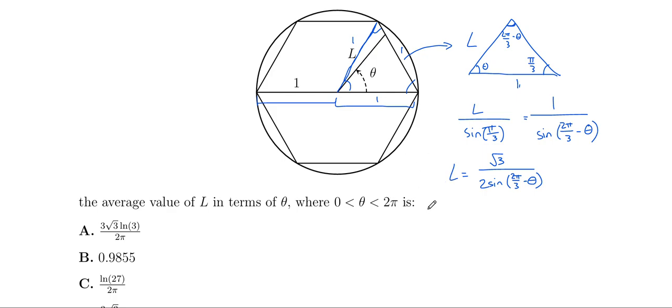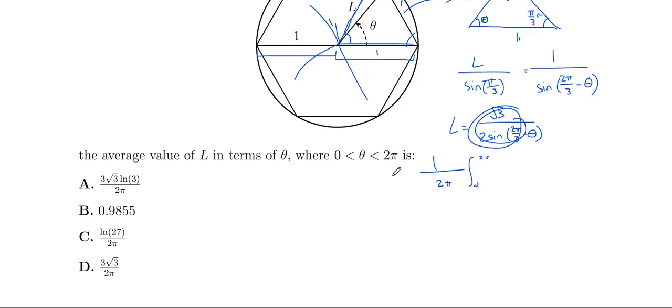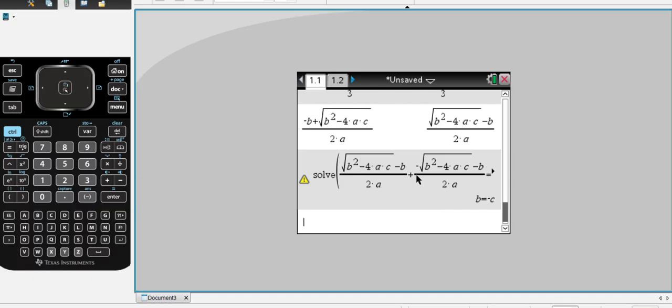But instead of doing 1 over 2 pi integral from 0 to 2 pi, that's going to give us an undefined value. The reason is because this triangle only works until theta is equal to pi on 3, and then afterwards this formula doesn't apply. So since it's going to be identical everywhere, we don't really need to find it from 0 to 2 pi, we can just find it from 0 to pi on 3. So that's what we're going to do.